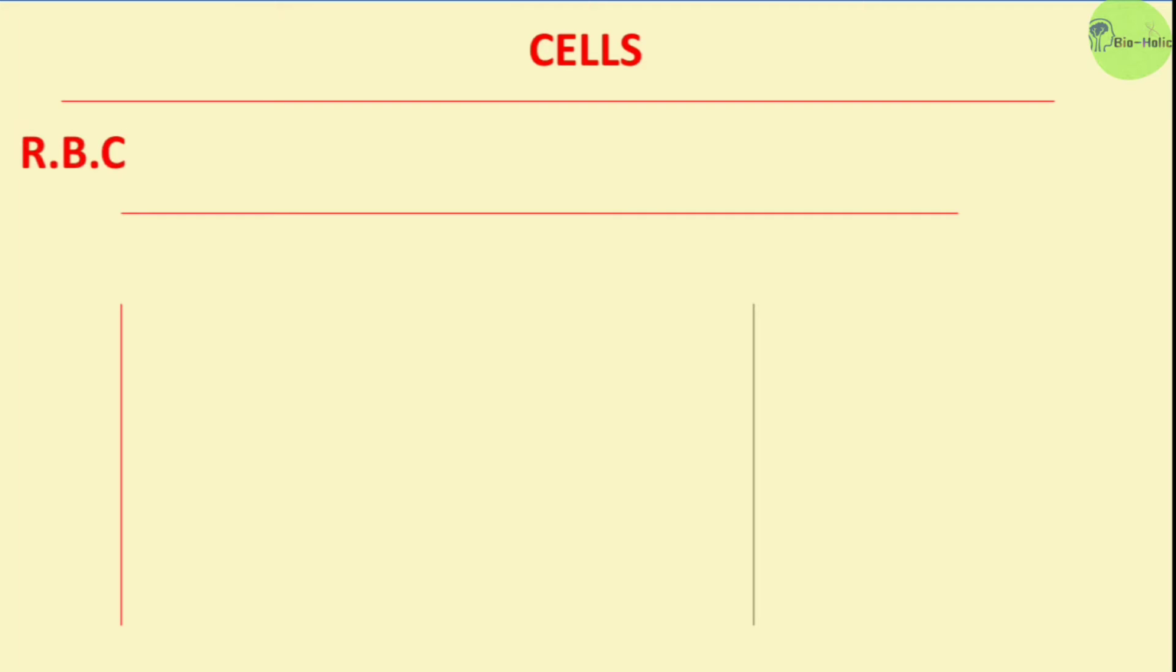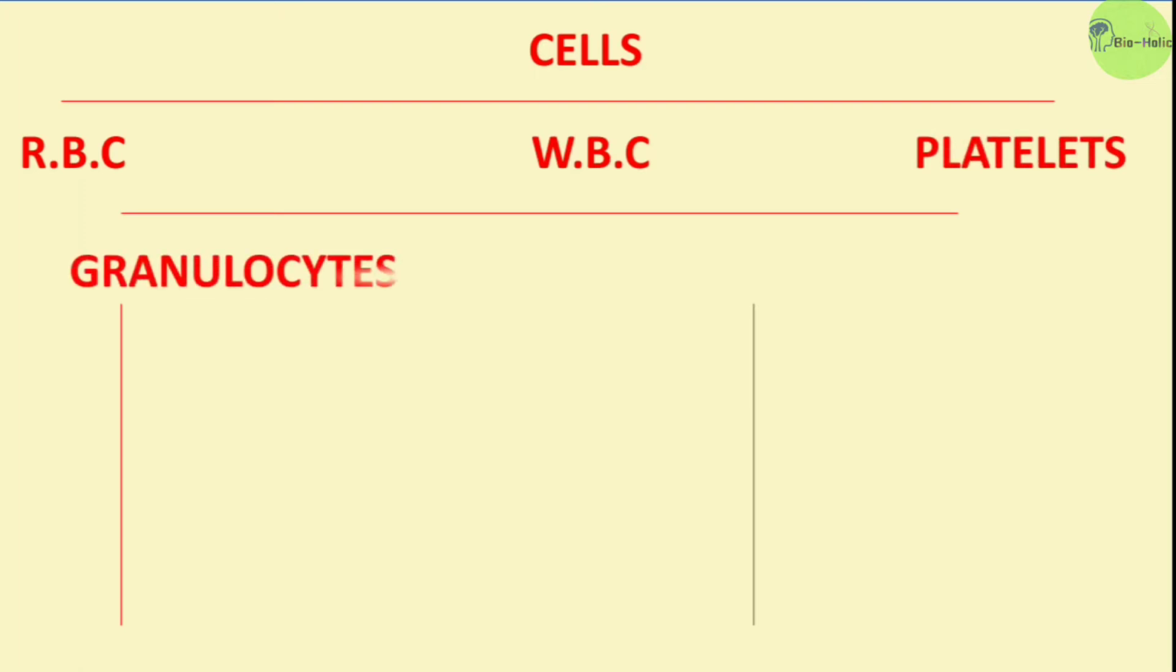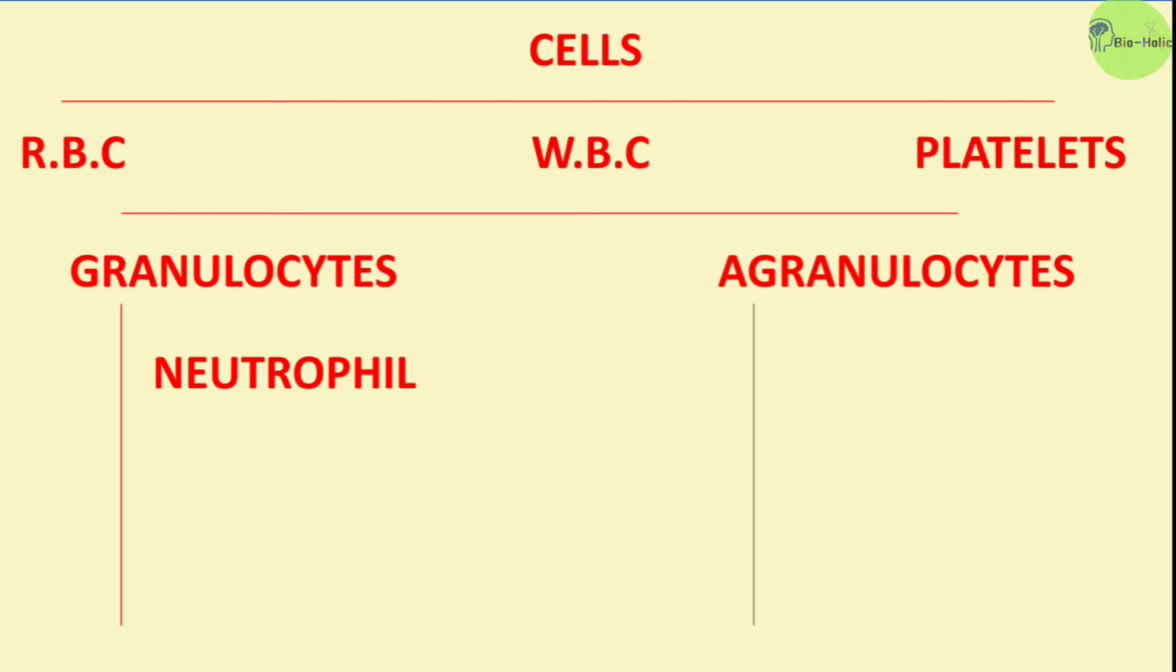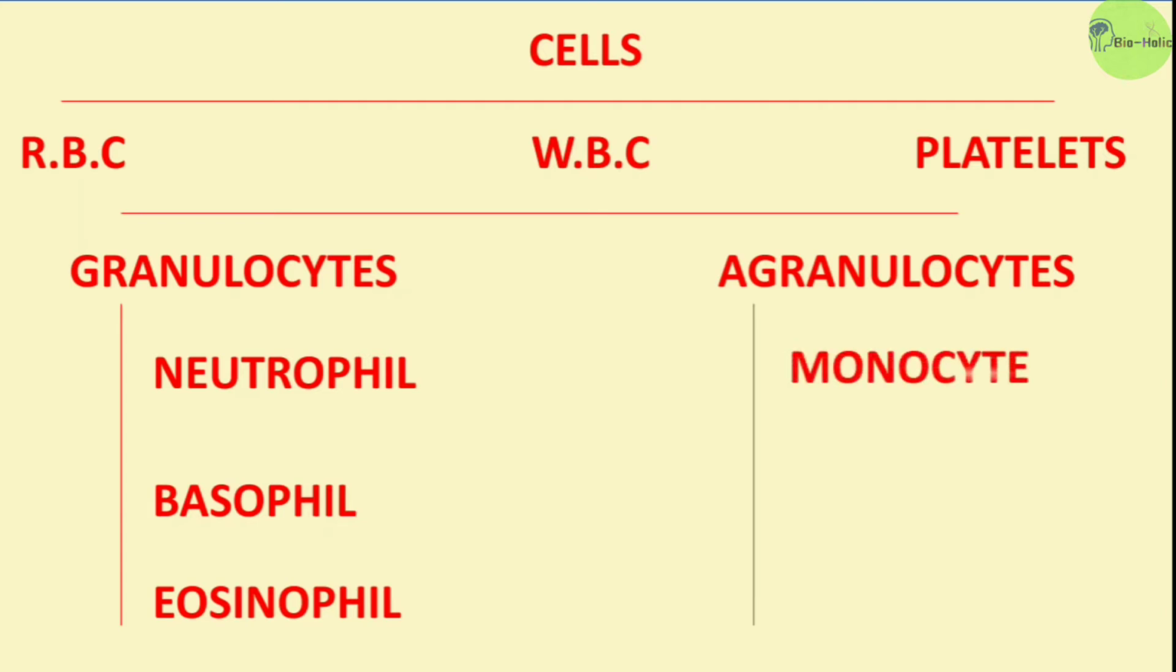Blood cells are mainly of three types: the RBC, the WBC and the platelets. The WBC is of two types: the granulocytes, which contain granules in them, and the agranulocytes. The granulocytes are the neutrophil, basophil and eosinophil, and the agranulocytes are the monocyte and the lymphocyte.